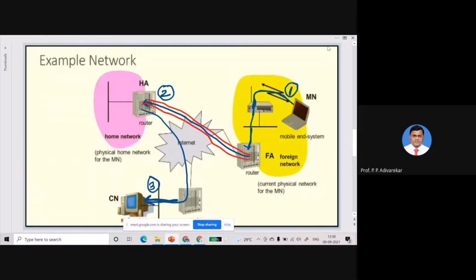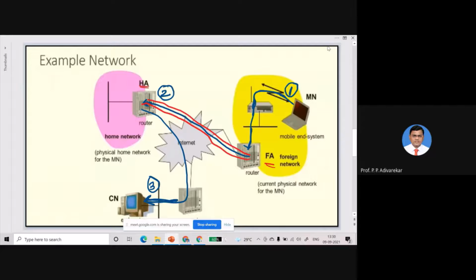Now what will happen in reverse tunneling? Tunneling will again happen, but now the start will be at the foreign agent and the end will be at the home agent. So when the mobile node has to send a packet, the tunnel will be created by the foreign agent and terminated at the home agent. So we create the same tunnel, but in the reverse direction. That's why the name is reverse tunneling. Without reverse tunneling, packets used to be delivered directly via the internet. That will not happen because of the issues we have just discussed. Now what will happen?